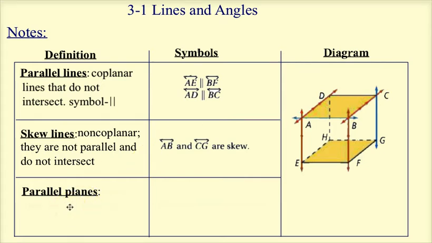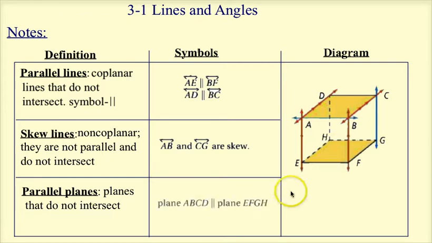Parallel planes. Now a plane is just a flat surface. So parallel planes are planes that do not intersect. Like the two yellow planes, the top of the box and the bottom of the box right here, highlighted in yellow. Those are two parallel planes. Remember, to name a plane we need at least 3 letters. Here we have 4 letters. So plane ABCD, that's the top of the box, is parallel to plane EFGH, and that's the bottom of the box.